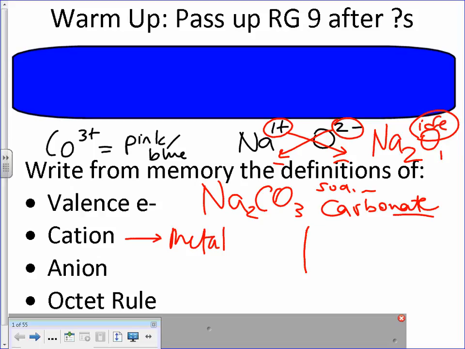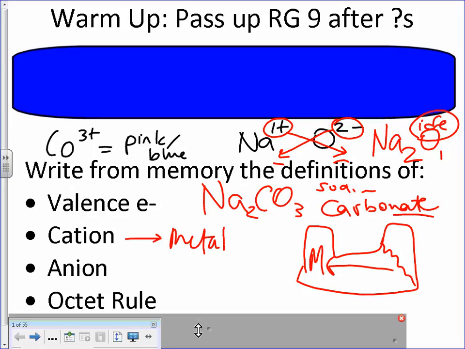So if you draw the little tower, where are the metals at? Basically anything past the stairwell that way, right? That's the metalloid line. So everything over here is metal. Everything in this little corner up here is non-metal. So most of the stuff on the periodic table is metal.